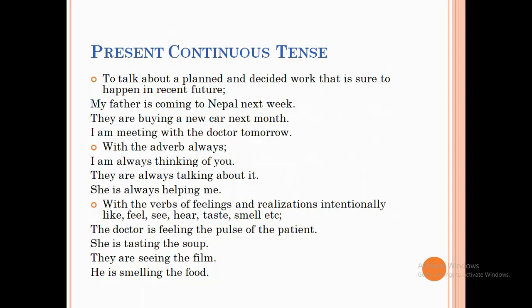So another situation where we can use present continuous tense is to talk about a planned and decided work. The work which was planned in the past and decided in the past and that is sure to happen in the near future. At that situation also we can use present continuous tense. Let's have some examples. My father is coming to Nepal next week. See, the plan is already fixed and it is sure to happen in future.